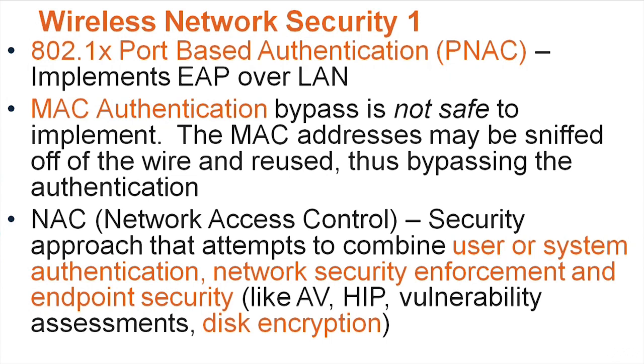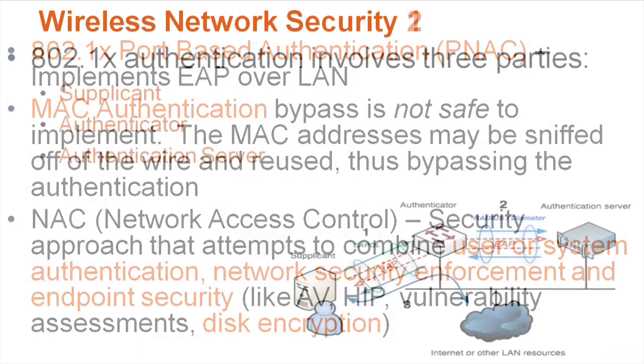So network access control, NAC. We talked about this earlier. It's a security approach that attempts to combine user or system authentication, network security enforcement, and endpoint security like antivirus, HIP, vulnerability assessments, things of that nature, and also disk encryption. The HIP, by the way, is host intrusion prevention.